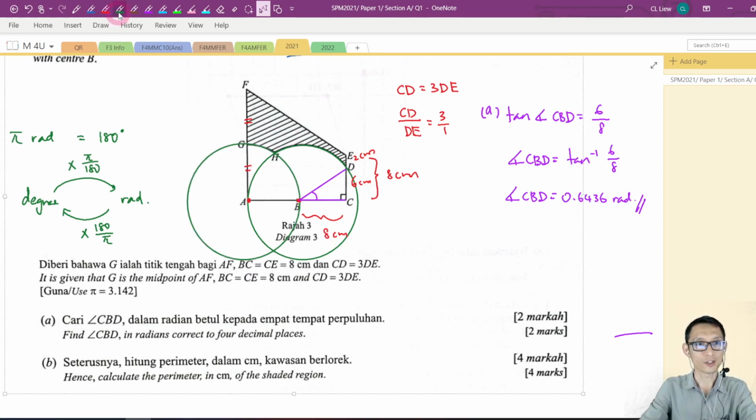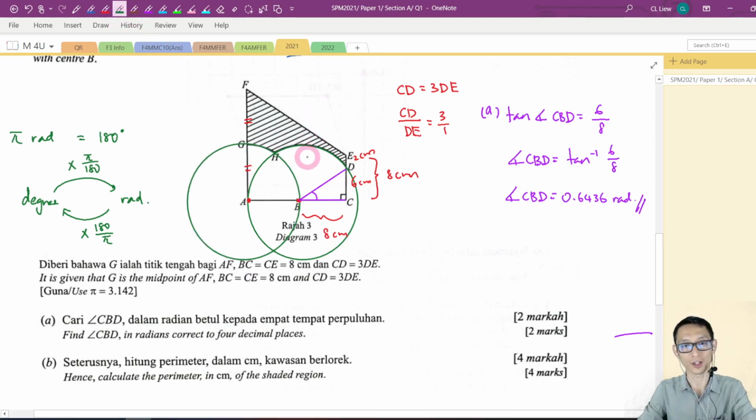Why do I say that these two circles are the same size? Because you see, the radius of this circle, AHD, is actually here, right? The length here and the length here are the same, right? And also, this GHB has the same radius as well. Therefore, these two circles are actually the same size, having the same radius.